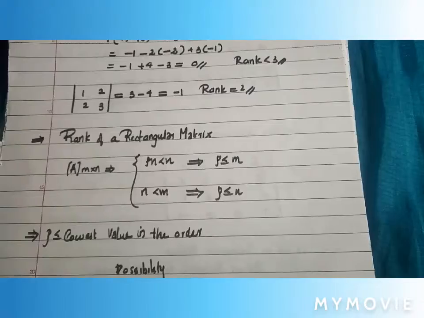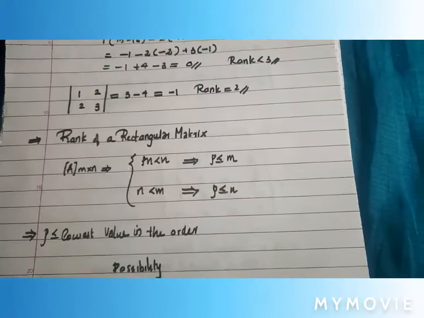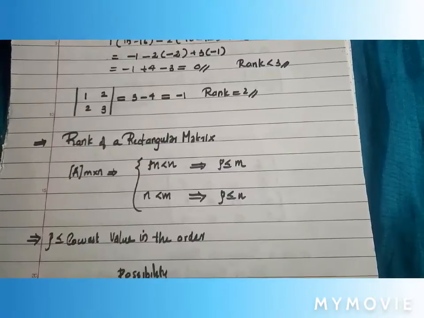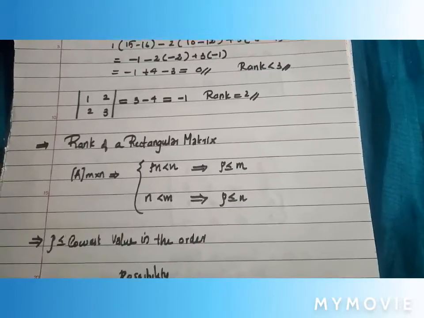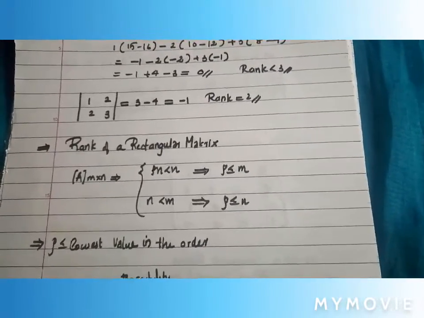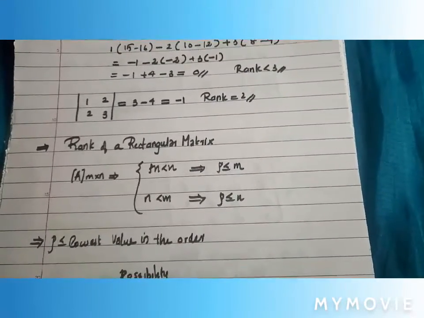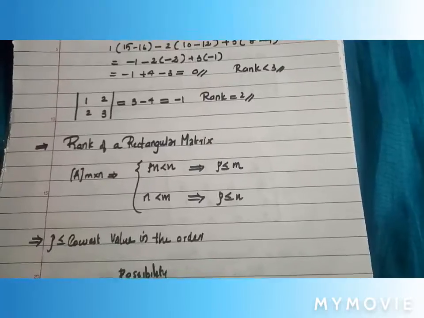Just consider a matrix of order 2 by 3. Rank will be equal to or less than 2, never equal to 3. That means if the order contains two values, the rank is equal to or less than the lowest value in the order of that matrix.